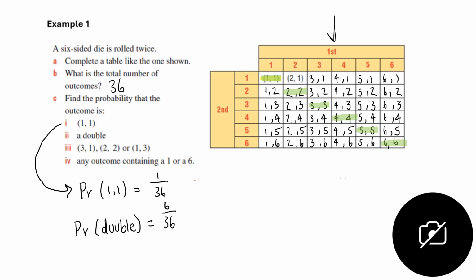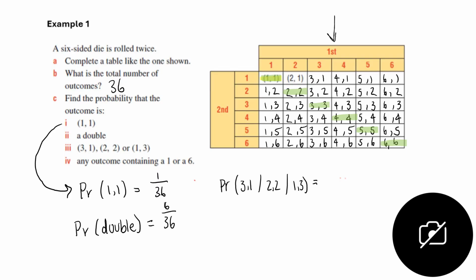You can simplify that fraction, but again, I'm not testing you on if you can simplify fractions. I'm testing you on whether you can find that probability. Let's have a go at this third one here. So the probability that I get a 3, 1, a 2, 2, or a 1, 3.